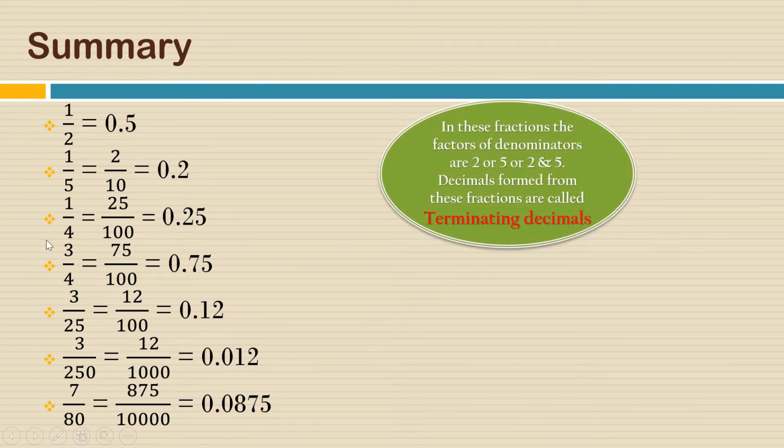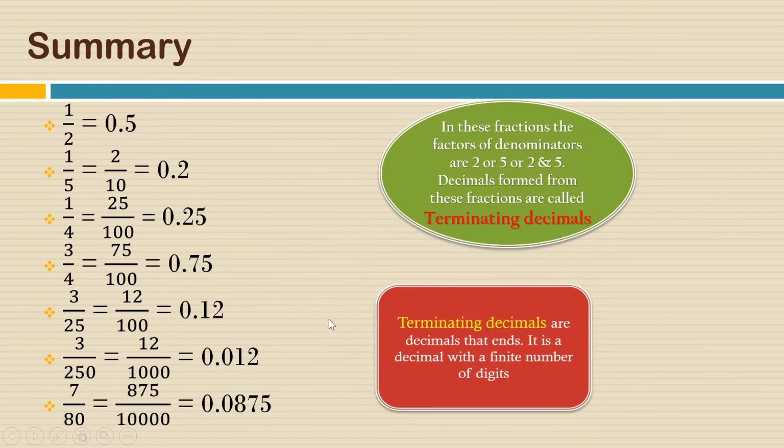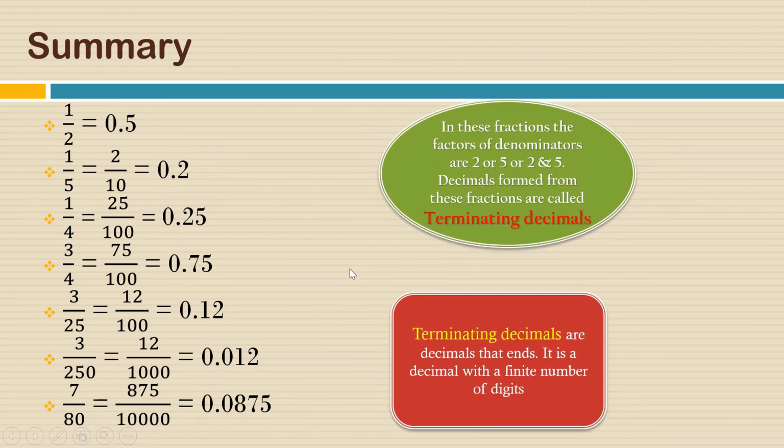In these fractions, the factors of the denominators are 2 or 5 or 2 and 5. Decimals formed from these fractions are called terminating decimals. Terminating decimals are decimals that end. It is a decimal with a finite number of digits.